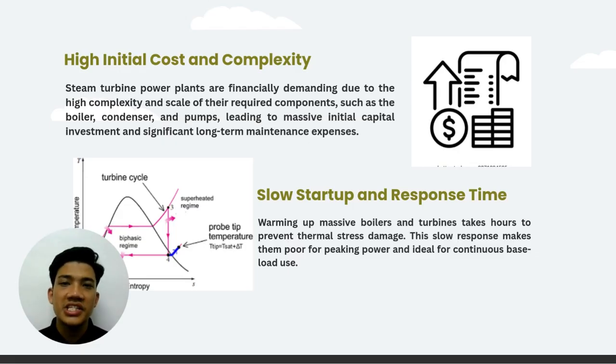Steam turbine power plants are financially demanding due to the high complexity and scale of their required components, such as the boiler, condenser, and pumps, leading to massive initial capital investment and significant long-term maintenance expense. The second part is slow startup and response time. Warming up the massive boiler and turbines takes hours to prevent thermal stress damage. This slow response makes them poor for peaking power and ideal for continuous baseload use.